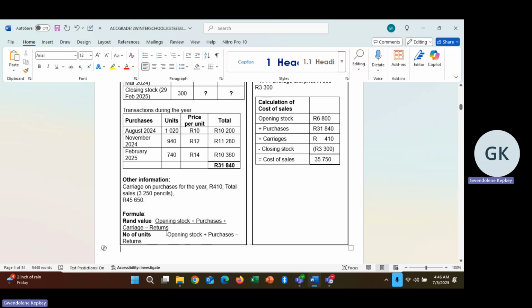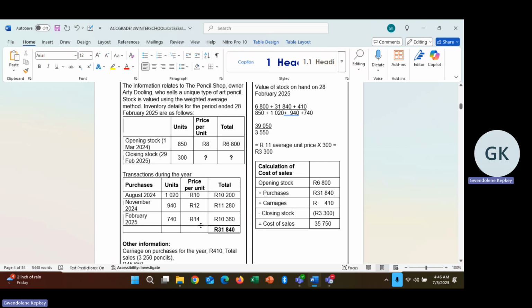My denominator will be containing the units pertaining to the opening stock, the units that relate to the purchases, as well as the units that relate to the return. Be careful, the purchases and the carriage are actually intertwined as a cost. So don't double count the amount of items we have purchased. So grade 12s, let's apply. Usually learners score very well here because they know how to apply the formula.